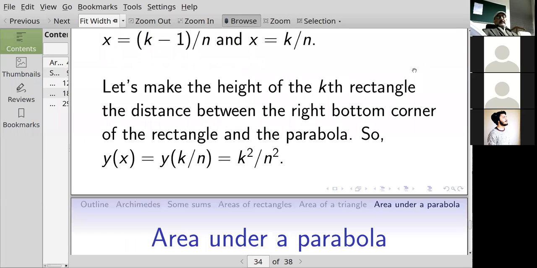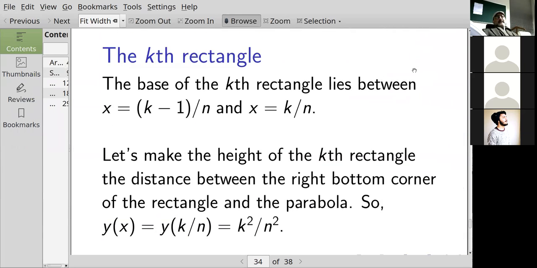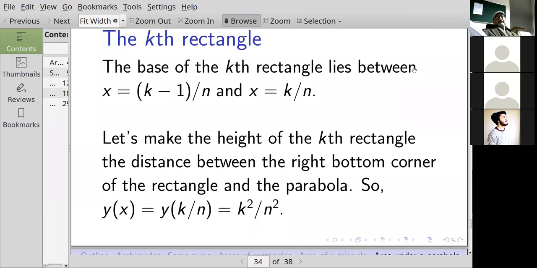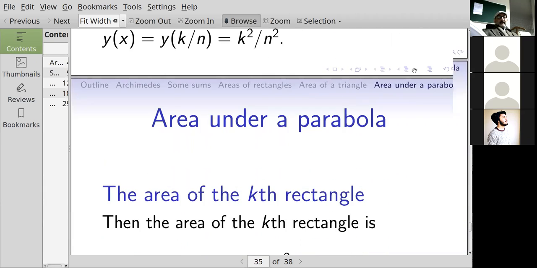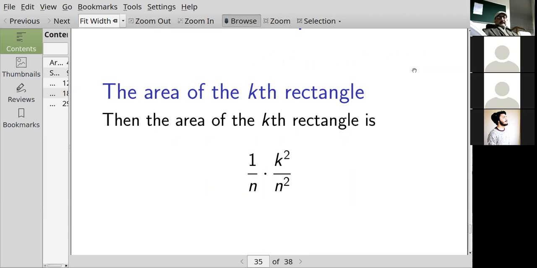Okay, so what's the area of the kth rectangle? Base multiplied by height, which is 1 over n multiplied by k squared over n squared. That's right. The width is 1 over n times the height, which is k squared over n squared. So once again, the area of the kth rectangle is its width, 1 over n, times its height, which is k squared over n squared.